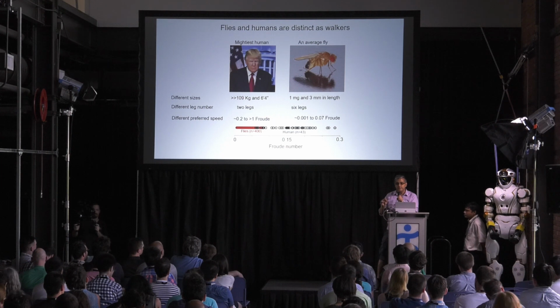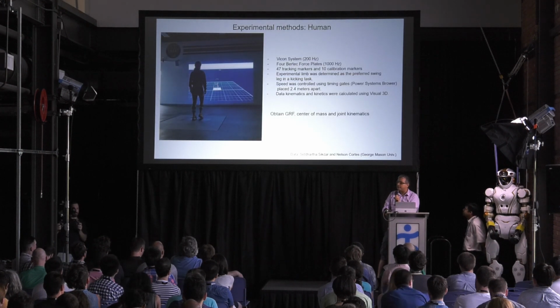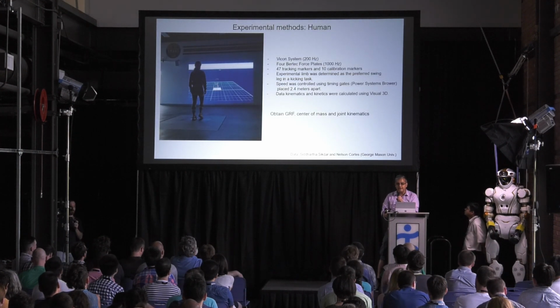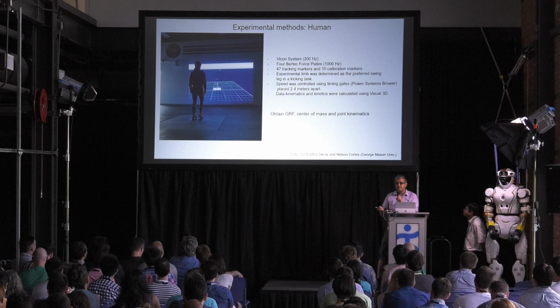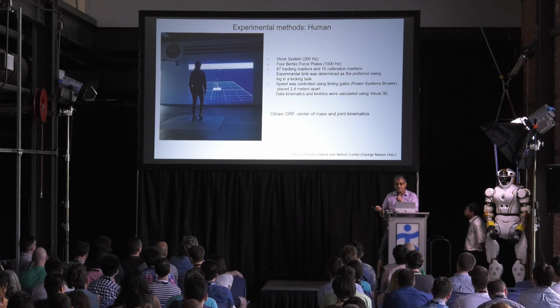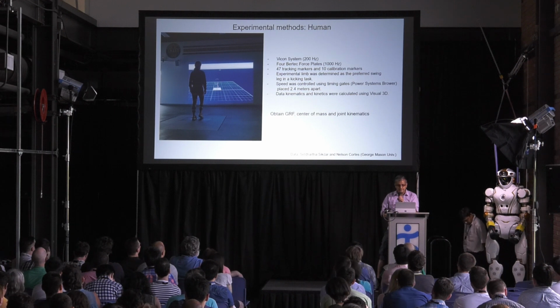There's another really important reason, but before I get to that, I will have to introduce you to our experimental paradigms. For humans, it's all standard: the data we got from our collaborators, using the Vicon systems and 47 markers to get the position of the center of mass and of different limbs, and then using the AMTI force plates to get the ground reaction forces as the subject is walking.